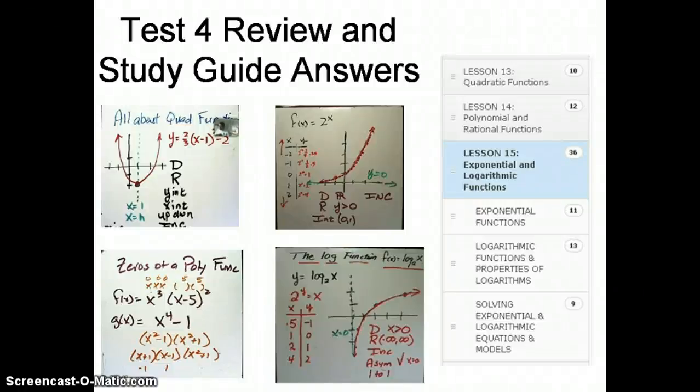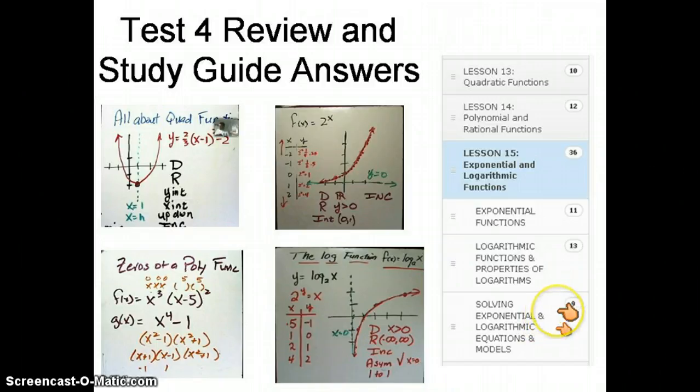Students, we're going to get underway with our Test 4 review and study guide. When we're thinking about Test 4, we're thinking about Lesson 13, where we had to do with quadratic functions. We're thinking about Lesson 14, where we're talking about polynomial and rational functions. Now, of course, Lesson 15 had 3 parts. The first one was exponential functions, logarithmic functions, and solving equations and models.